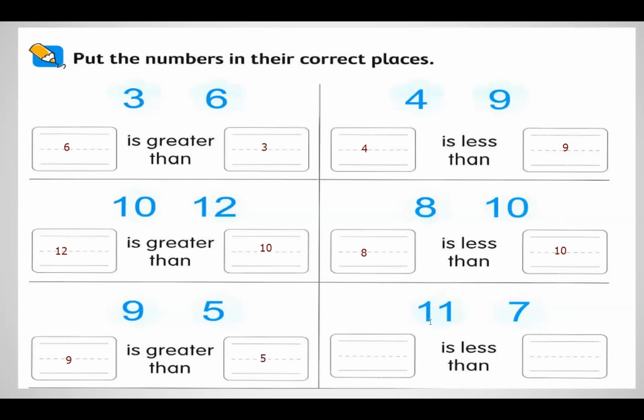The last one here, we have 11 and 7, and this word is, can you read? Yes, it's less than. Less means small. So which is smaller, 11 or 7? Sure, it's 7. So we are going to say 7 is less than 11.